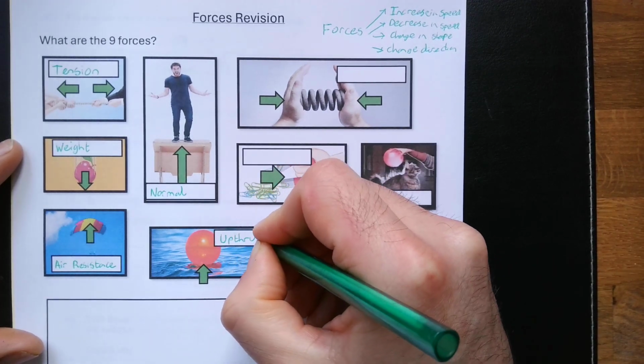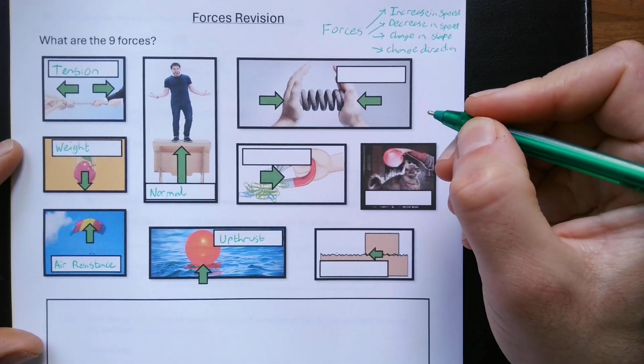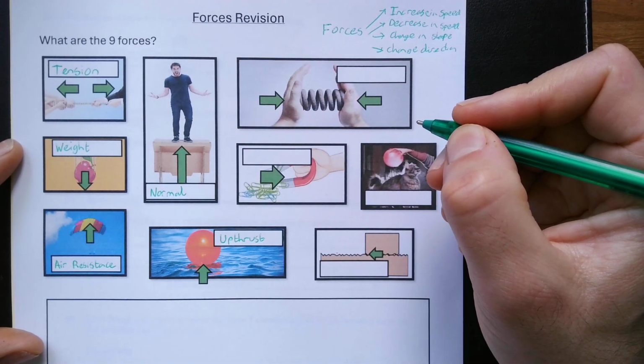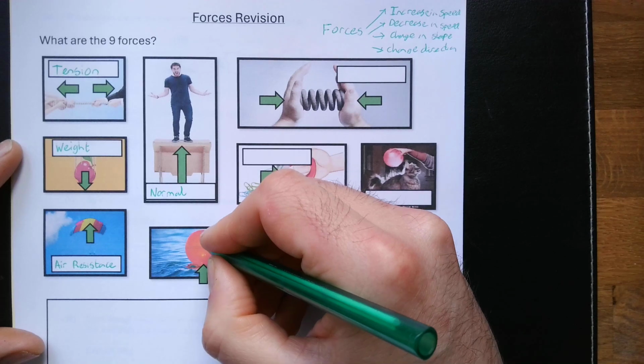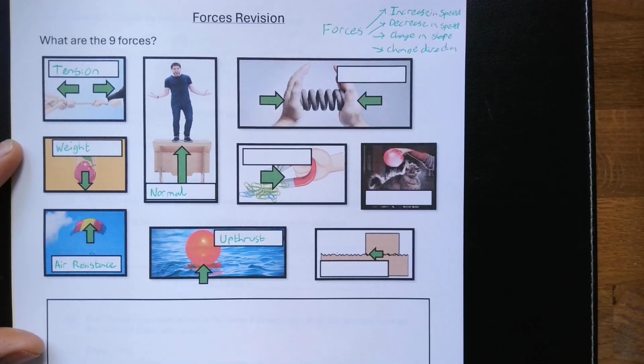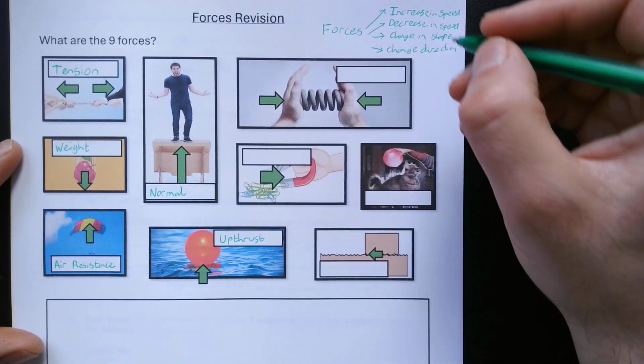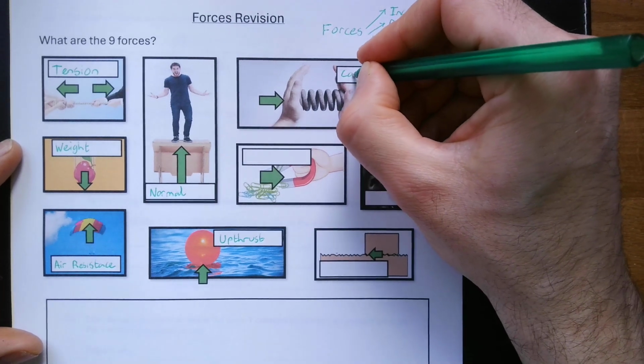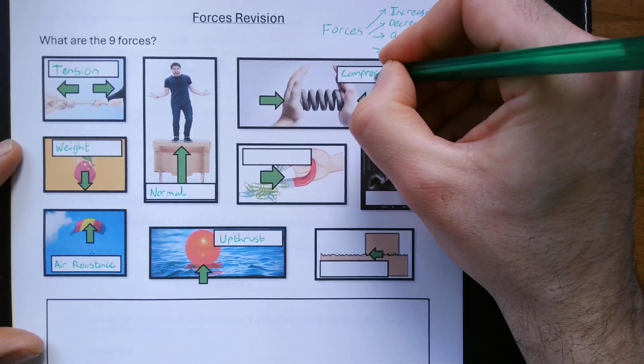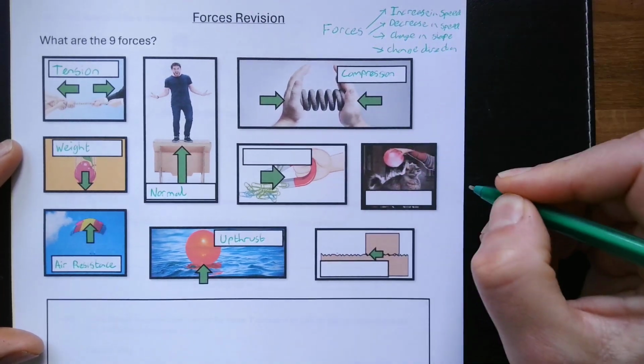This force is upthrust. Upthrust makes things float. Okay, that could be floating in air or in a liquid. If we push that balloon underwater, it will pop back up because of upthrust. Then we've got compression, which is where we basically squash things. Okay, so that's a compression force.